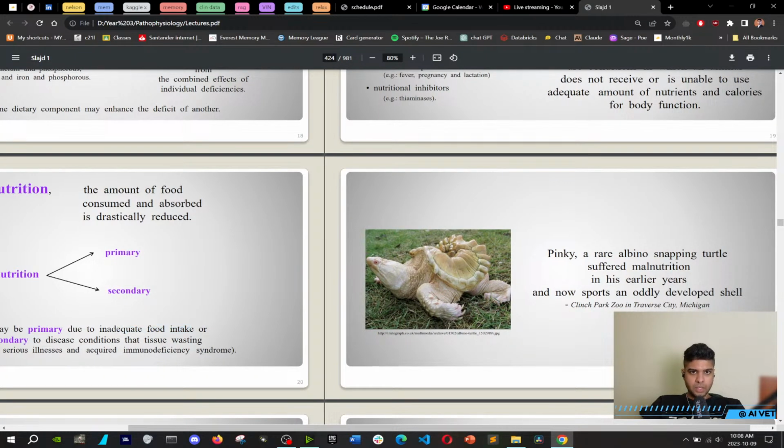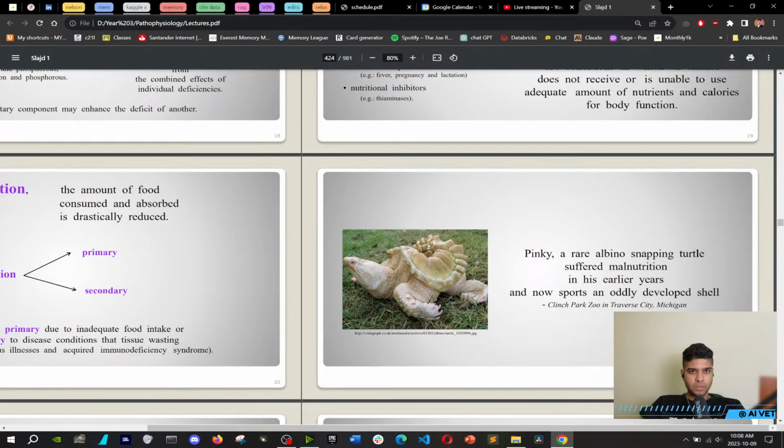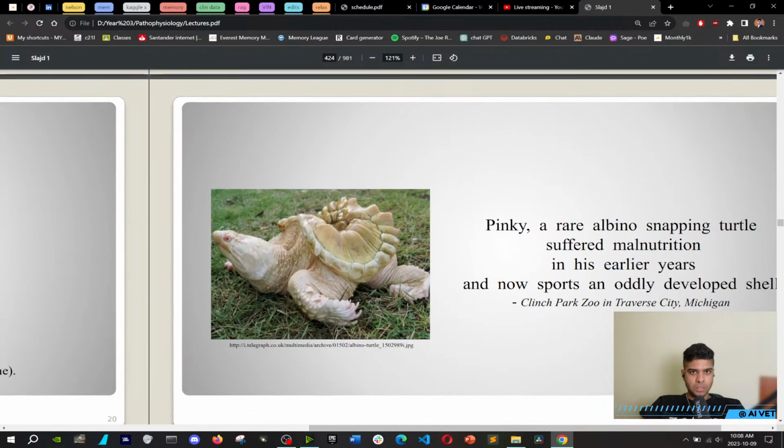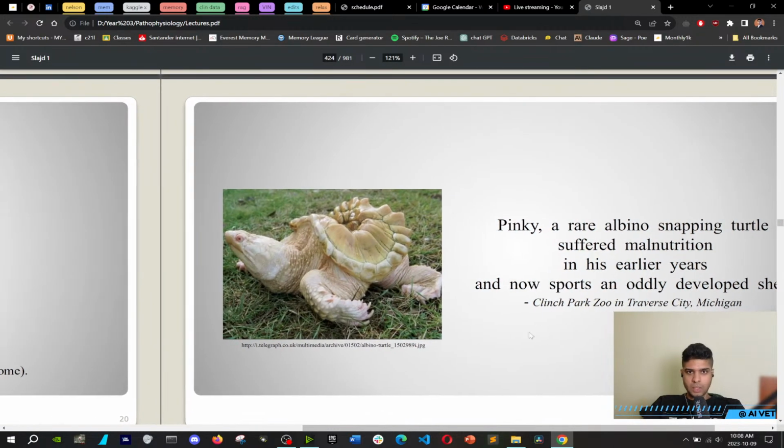Being a rare urban suffered malnutrition in early years and now sports an oddly shaped shell. Poor thing. In Michigan.